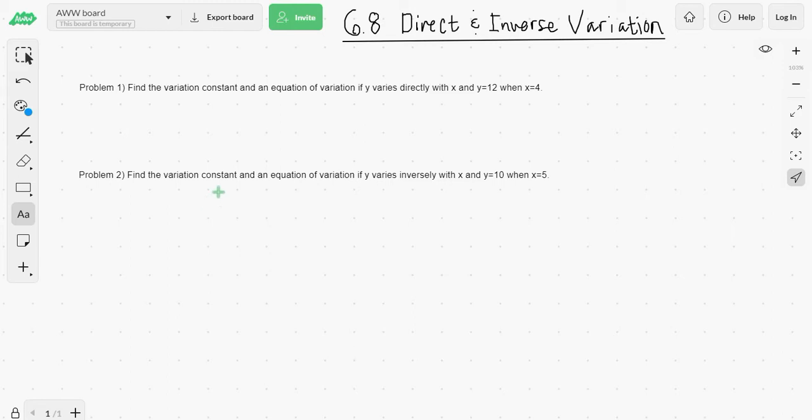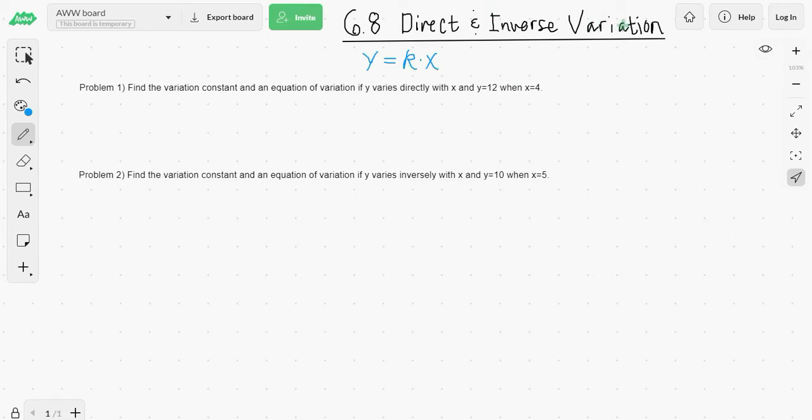In this short video, we take a look at direct and inverse variation. Direct variation looks something like, y is equal to k times x. So there's a direct variation between x and y here.